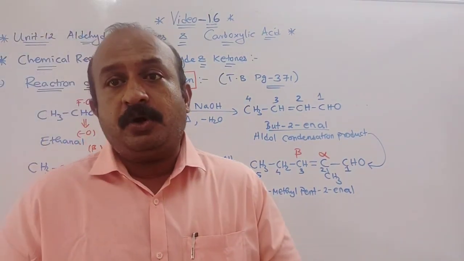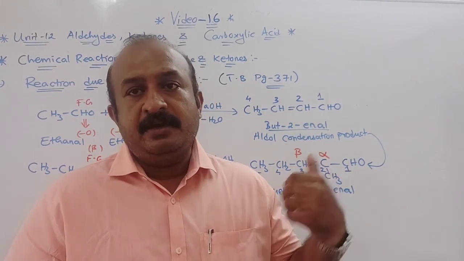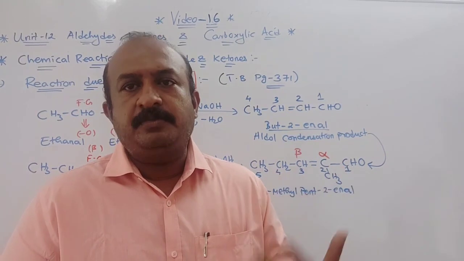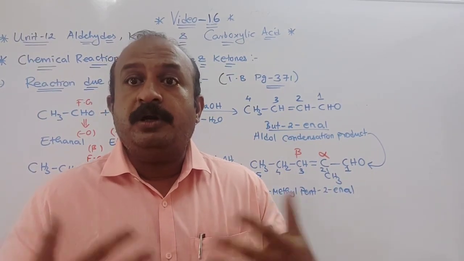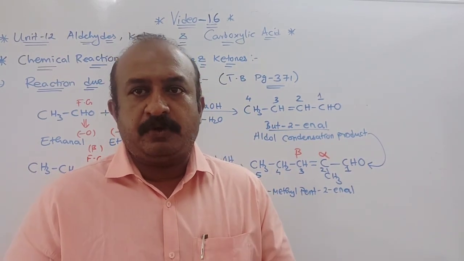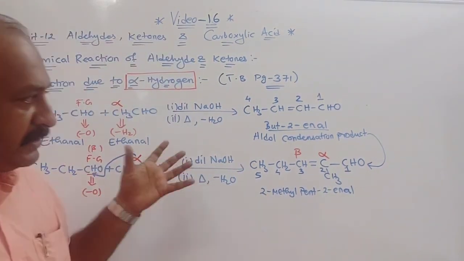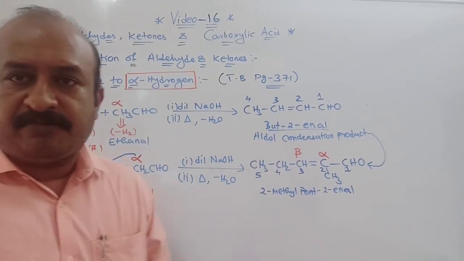So there are MCQs or what we call 2 marks questions. That is, what is the product formed by reacting this given compound having alpha hydrogen with dilute NaOH, what will be the aldol condensation product, what will be the aldol product. So like that many questions can be asked either in MCQ form or in the descriptive part also. Okay, so here it is a method for you to see the reaction due to alpha hydrogen.